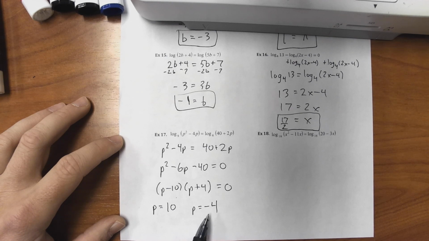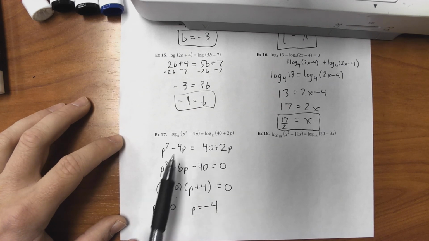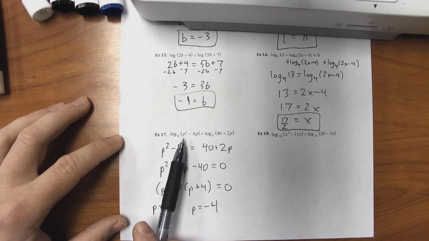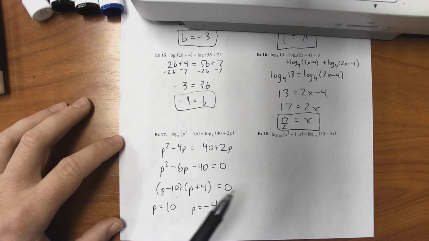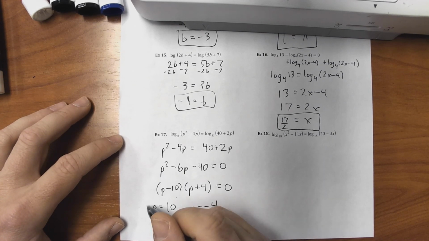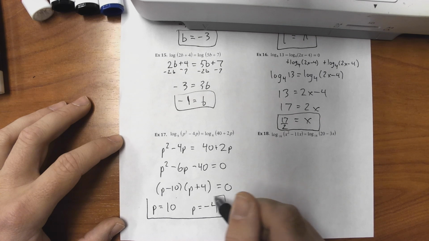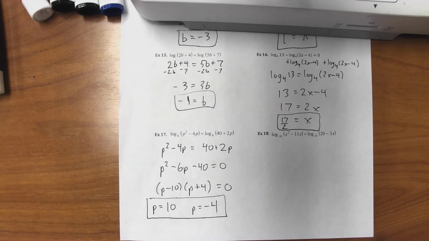Now the negative 4 will work. If I plug it in, I don't get a negative inside the logarithm. I'd get 16 plus 16, which is fine. And then 40 minus 8, which is fine. And then the 10 would work just fine. So this will have two solutions. Let's go ahead and look at this example 18 before we flip on over.